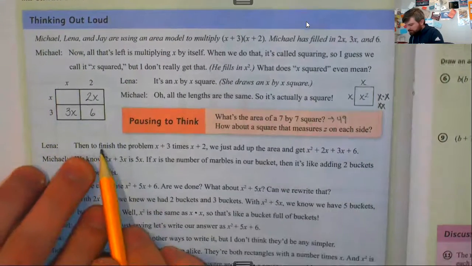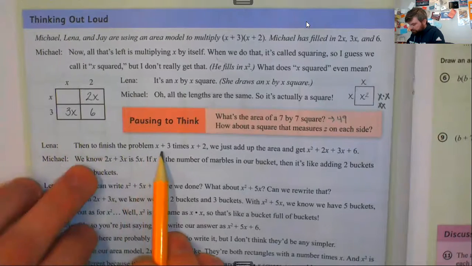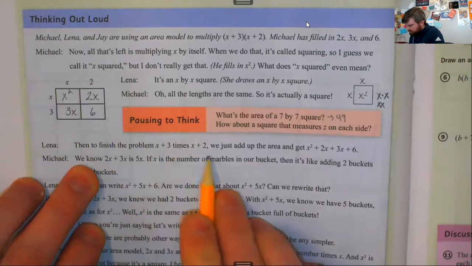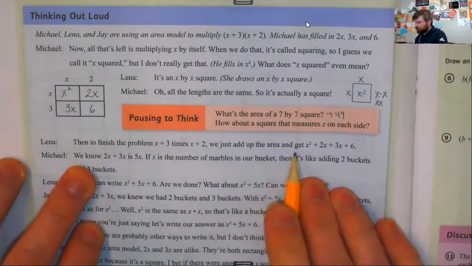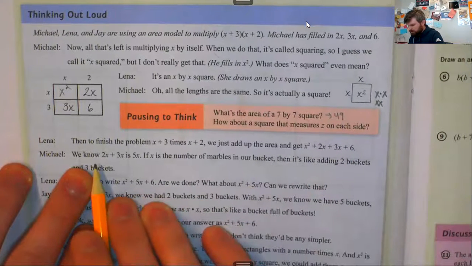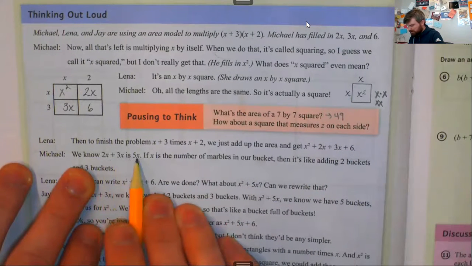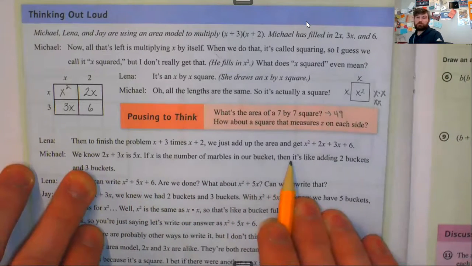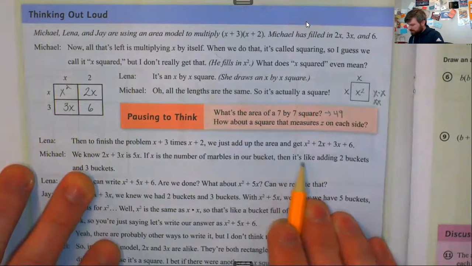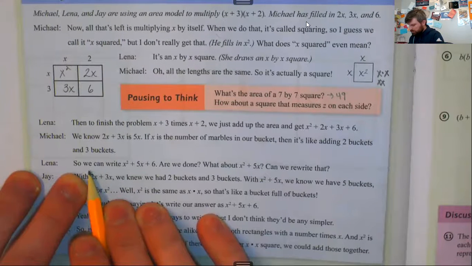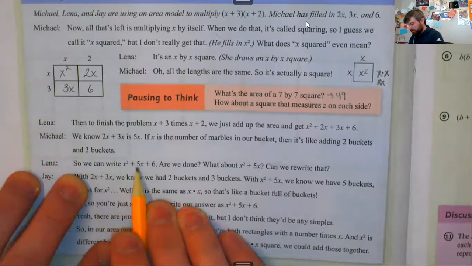She says, then to finish the problem, we'll put an x squared there. Finish the problem, x plus 3 times x plus 2. We just add up the area and get x squared plus 2x plus 3x plus 6. Michael says we know 2x plus 3x is 5x. If the x is the number of marbles in our bucket, which comes from lesson 1, unit 1 all the way in last semester, then it's like adding 2 buckets and 3 buckets. Elena says, so we can write x squared plus 5x plus 6.